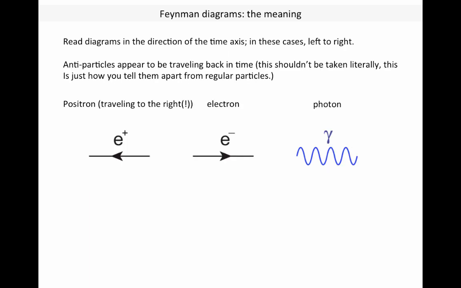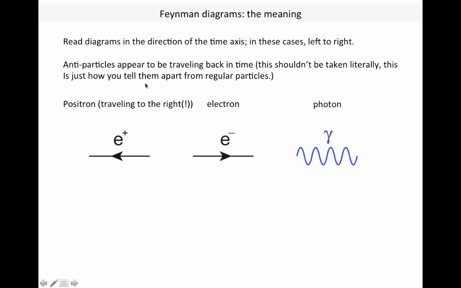Now, in diagrams, you tend to read them left to right or bottom to top. In the ones that we're going to look at today, most of them we're going to read left to right. And the direction that you read them is the direction of the time axis. So time points from left to right. As you go from left to right, you're going from earlier to later times.